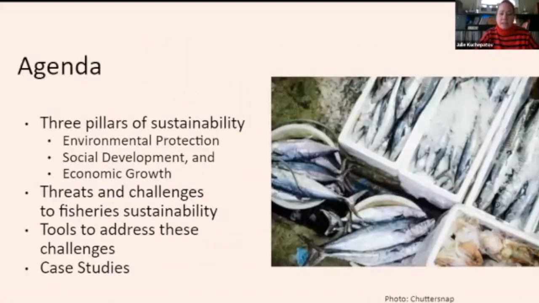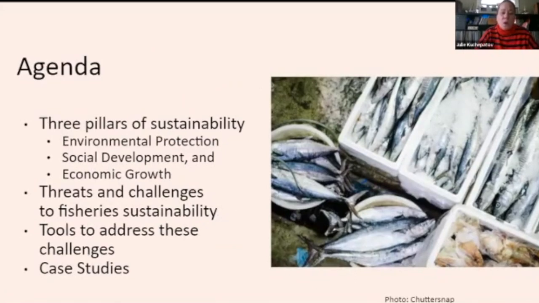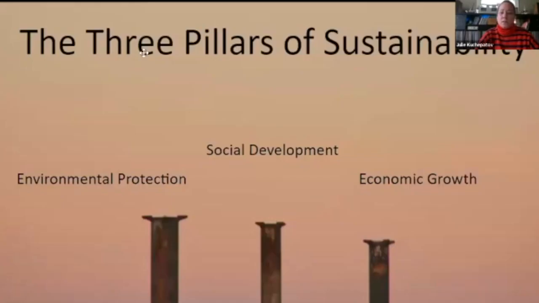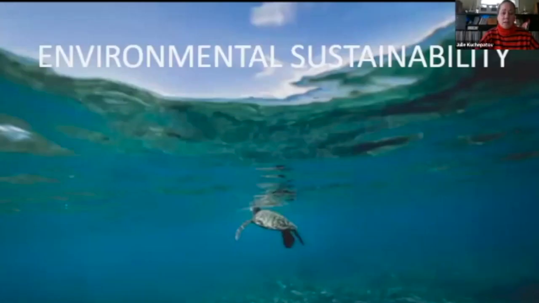Our agenda today is to talk about the 3 pillars of sustainability: environmental protection, social development, and economic growth. We'll talk about some threats and challenges to fisheries sustainability, tools to address these challenges, and some case studies that might have applicability in your life. The 3 pillars of sustainability are environmental protection, economic growth, and social development, and we're going to go through each of these as they come.